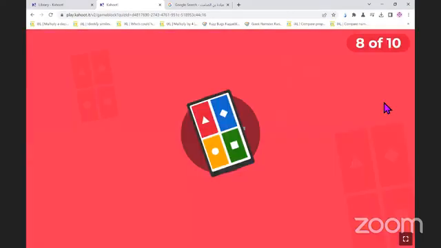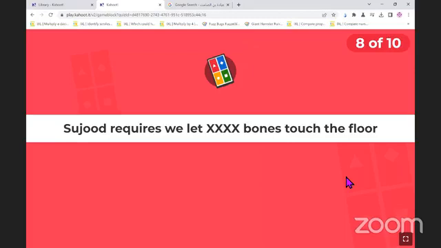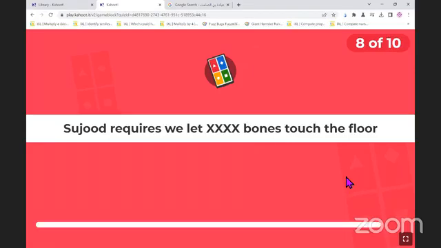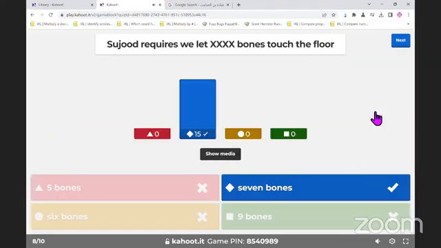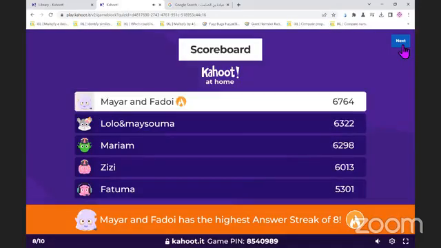MashaAllah. Sujood requires we let how many bones touch the floor? 5 bones, 6 bones, 7 bones, 9 bones. What do we got? How many bones? Duha says 4 bones. No, nobody said 4 bones. Fadwa is in the lead. Good job.